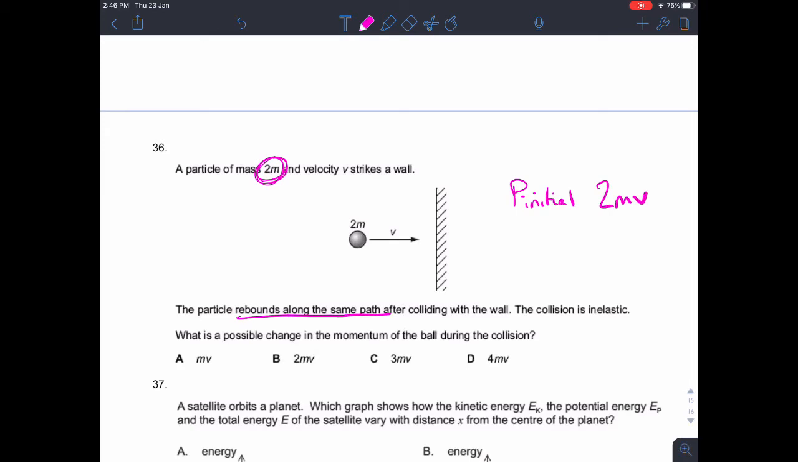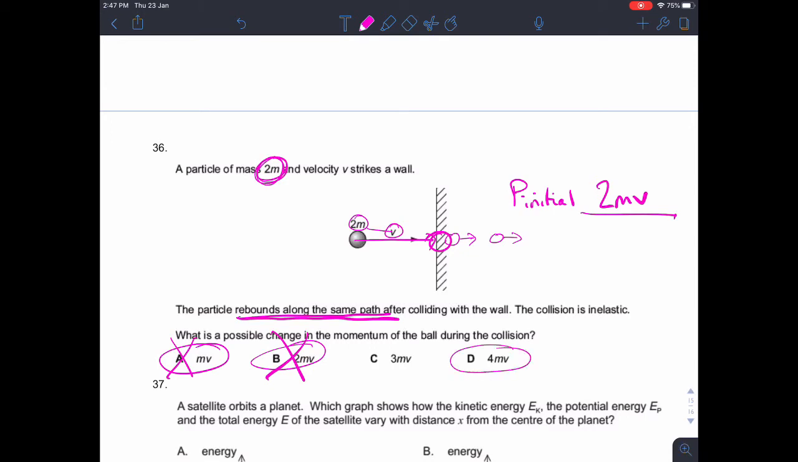So if the momentum only changed by mv, then the momentum would still be in the same direction, but it would have been halved. So the ball would continue moving through the wall, but just at half the velocity. So it's definitely not that one. If we look at 2mv, then the initial momentum is 2mv, and if the momentum changed by 2mv, then it would just go down to 0, so the ball would stop, and we know it rebounds along the same path, so it can't be B either.